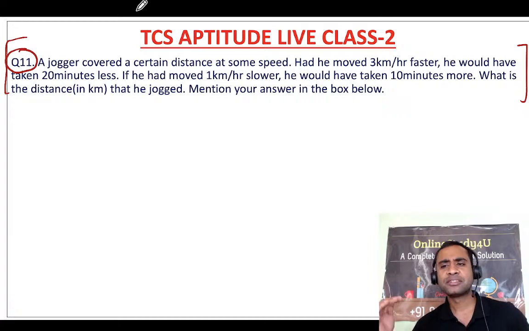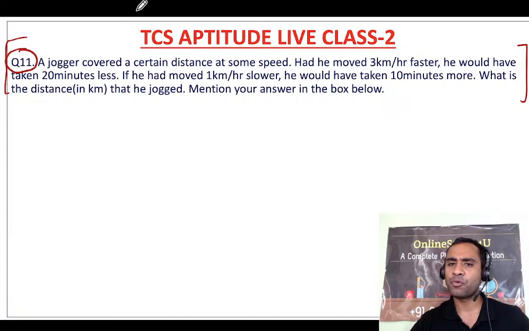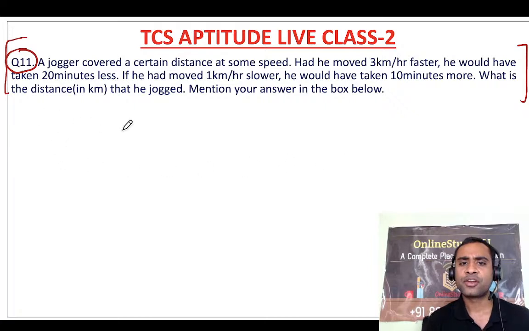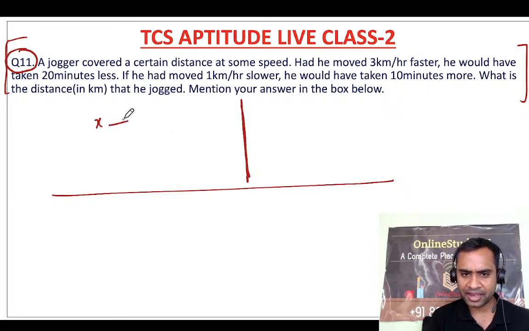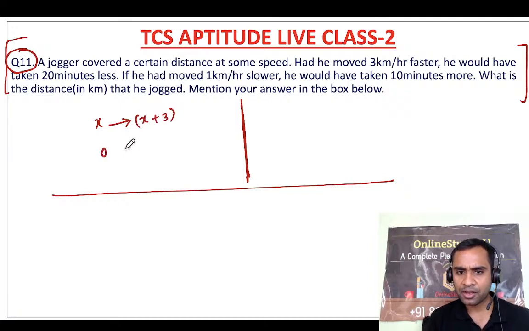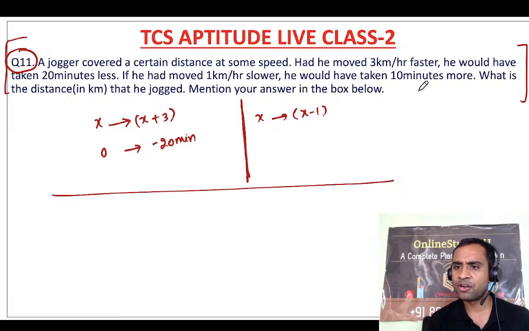Had he moved 3 kilometers faster, he would have taken 20 minutes less. Okay, now there are two parts to this question. Suppose his speed was earlier x, now his speed is x plus 3. Earlier he was taking 0 minutes, and now he is taking 20 minutes less. And if he moved 1 kilometer slower, so earlier he was moving at x, now x minus 1, he would have taken 10 minutes more. Earlier he was taking 0 minutes, so now he will take 10 minutes.